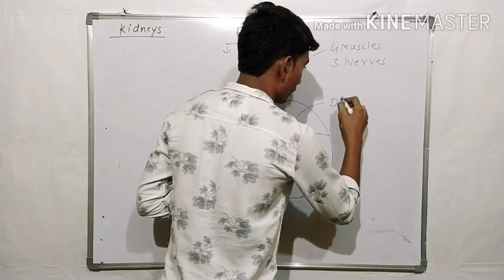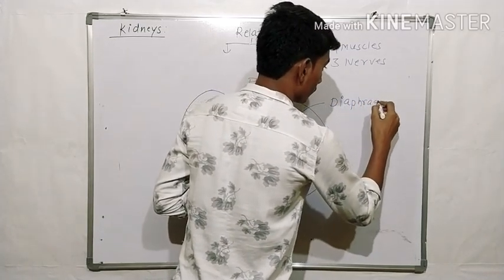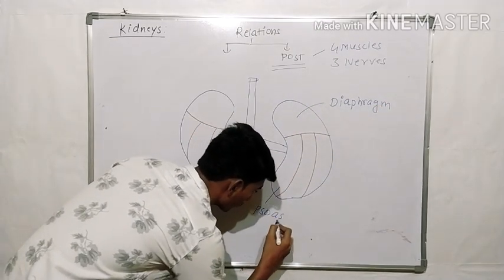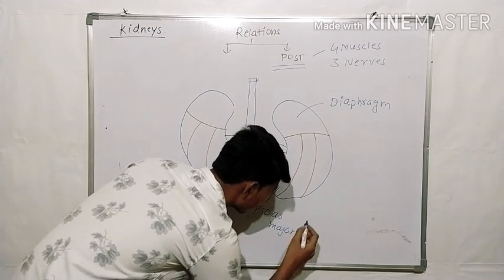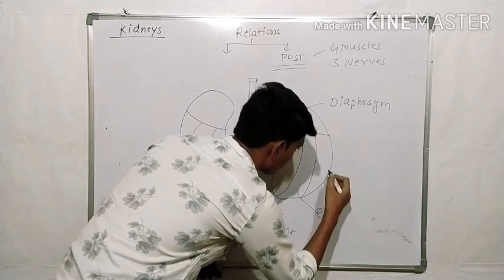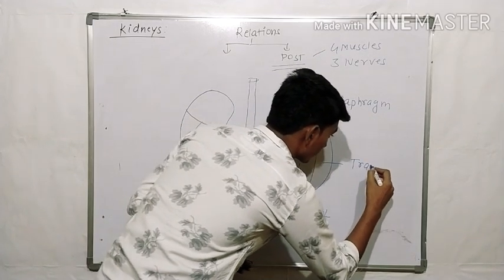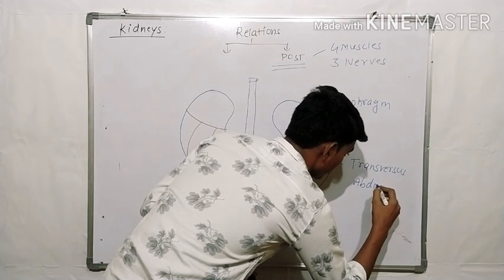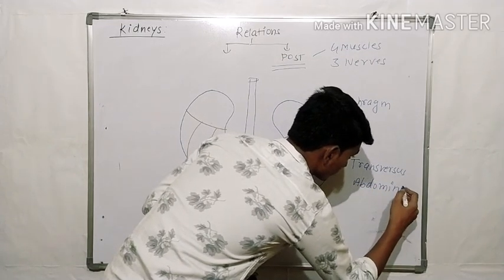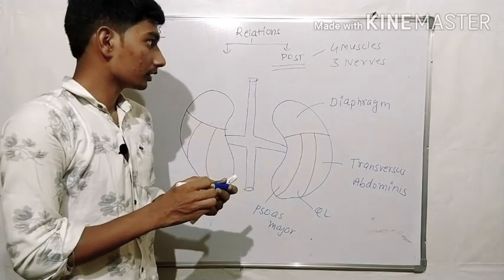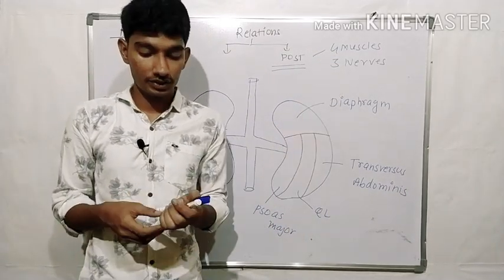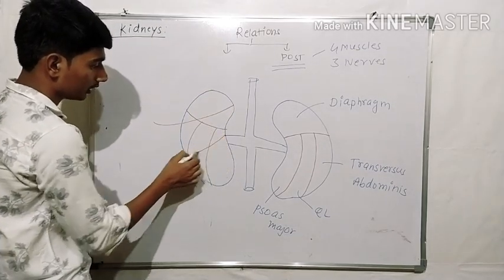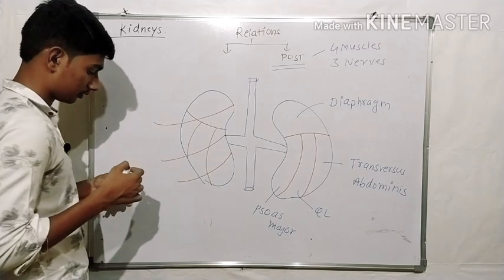Okay, this is diaphragm, then psoas major, quadratus lumborum and transversus abdominis. Okay, these are the 4 muscles, and 3 nerves are subcostal nerve, ilio-hypogastric nerve and ilio-inguinal nerve.